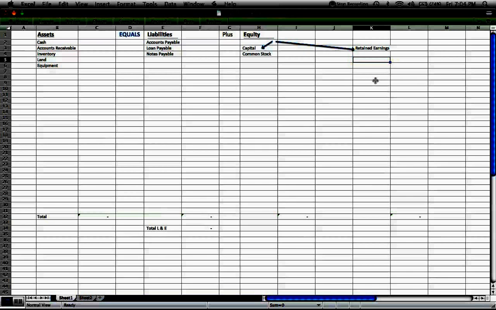Now, one important thing I want to mention about dividends is this, and you might want to write this down. In fact, you might want to write this down 10 times. Dividends is not an expense, and you'll see what I mean in a little bit. Again, dividends is not an expense. This ends our talk on the accounting equation.